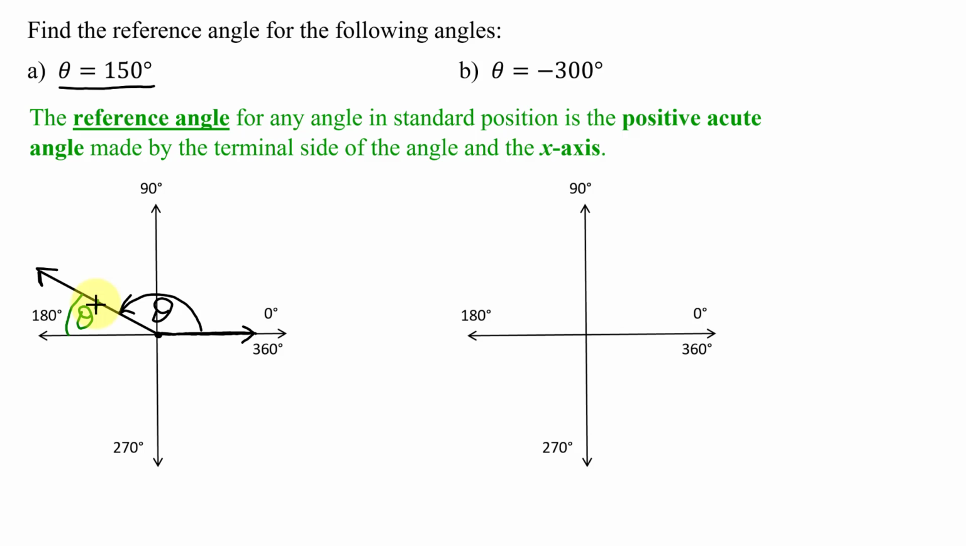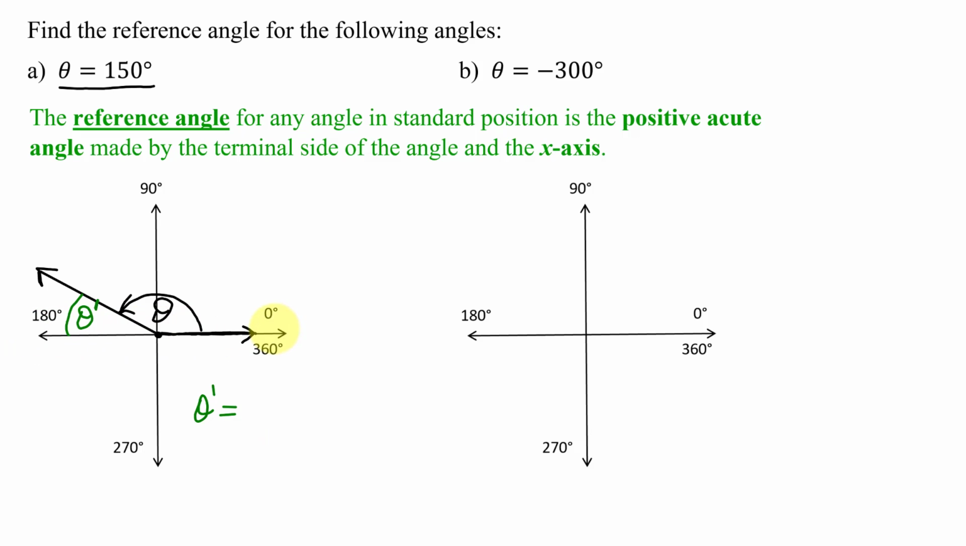I'm going to denote it as theta prime. Some texts use theta with a caret on top or theta sub r. I'm just going to use theta prime. So now I need to find my reference angle. Some students memorize formulas for finding reference angles in every quadrant. I think it's easy just looking at the picture.